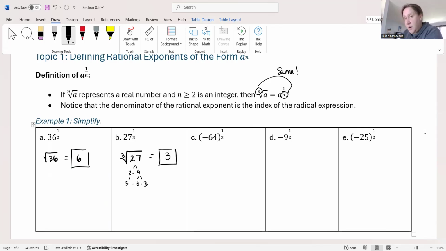Okay? Now for part C, be careful. We do have the base in parentheses, so we have negative 64 in parentheses to the 1/3 power. My index is 3, so I'm looking at a cube root of negative 64. Since that negative is in parentheses and the rational exponent's on the outside, that means the negative goes under the radical too. And this is okay.